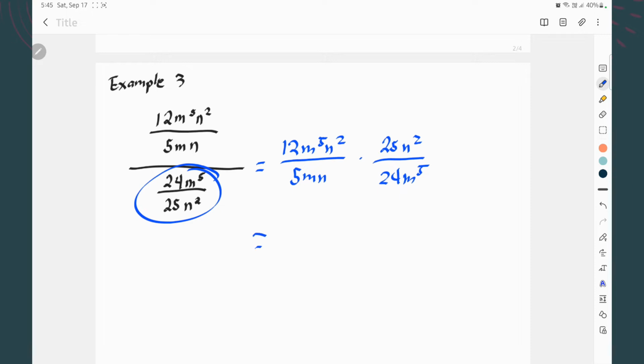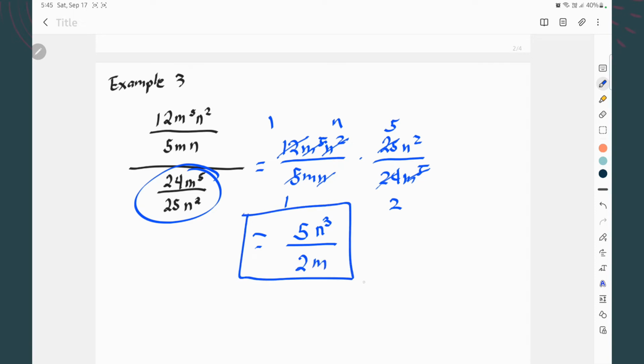Now, as you can see, you can cancel everything that you could. I can cancel 12 and 24, so I have 1 here, I have 2 here. 25 and 5, so I have 5 here, and then I have 1 here. Now, m to the 5th, so cancel. I can cancel n, so this would be n. Working with that, what is left? 1 times 5, that's 5. n times n squared, that's n cubed. And then all over 1 times 2, that's 2, and then you have m. So this is now the final answer.